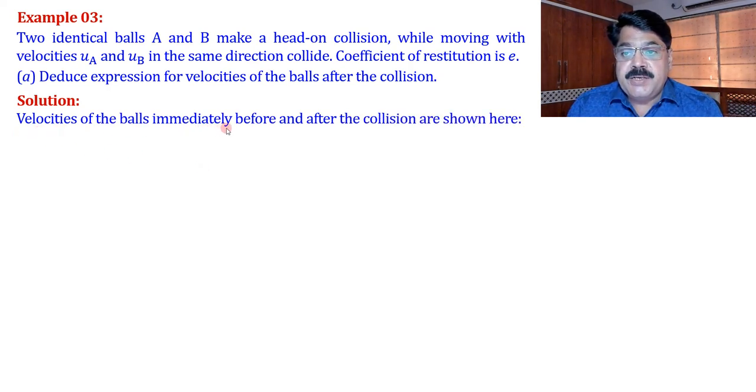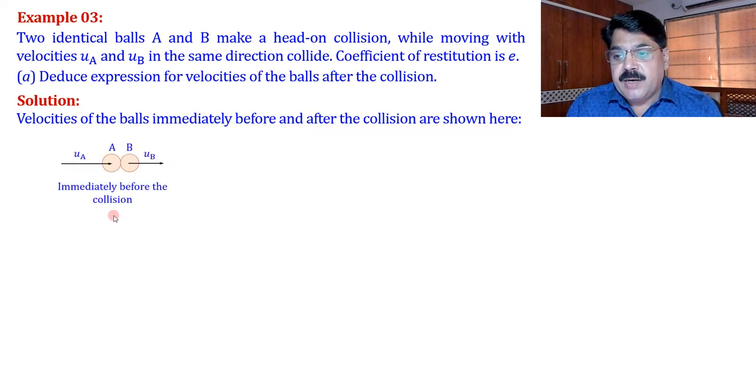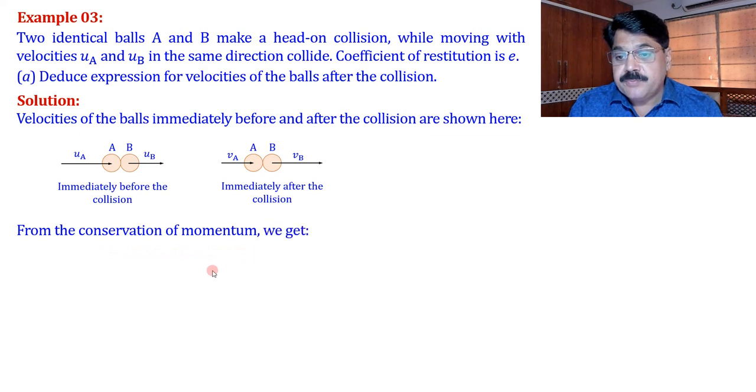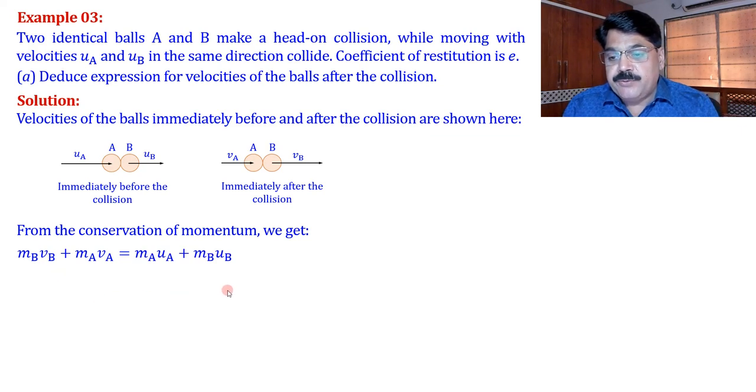Velocity of the balls immediately before and after the collisions are shown here. That is, immediately before collision, UA and UB, they are in the same direction. And after the collision, VA and VB. What is given? Two identical balls, so their masses are equal. Now we can write from the conservation of momentum equation. What we get, MB VB plus MA VA is equal to MA UA plus MB UB.